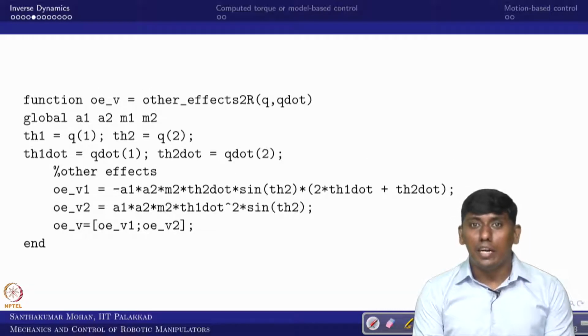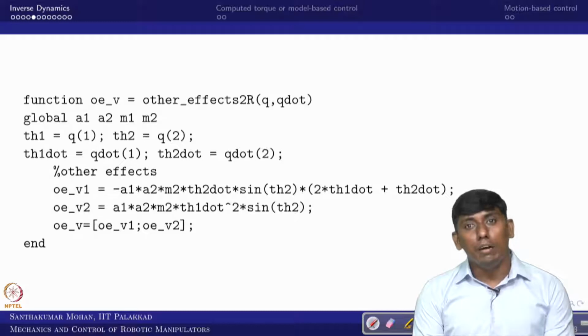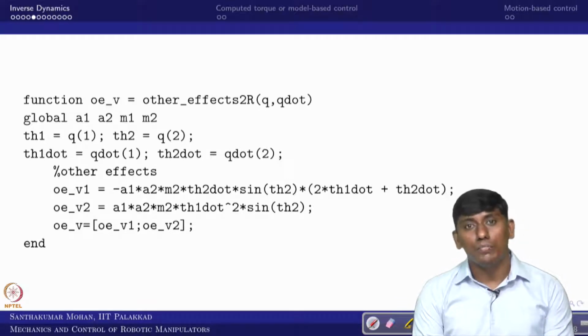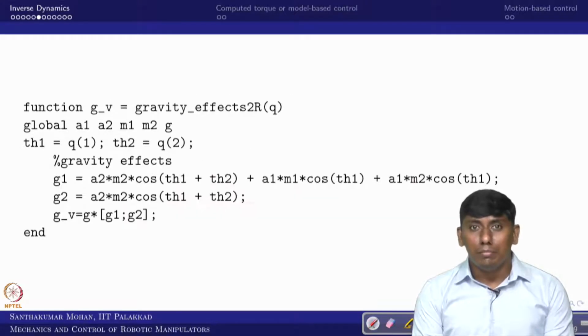In the same way, we can see the other effects which we have written in our lecture, which was V of q comma q dot. That is what we have written as a subfunction, which we call the other efforts vector. Here you can see both the thetas and theta dots are dependent, so we call it with q comma q dot. Similarly, we can take the gravity efforts. q would be the input, and then we can get the gravity vector, g underscore v.